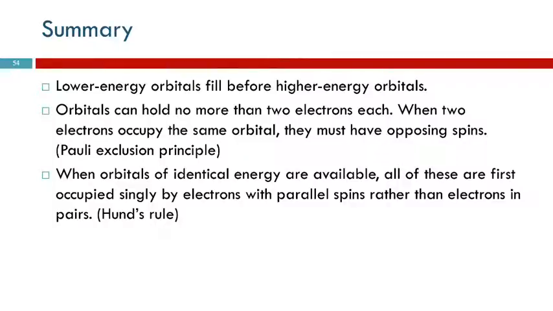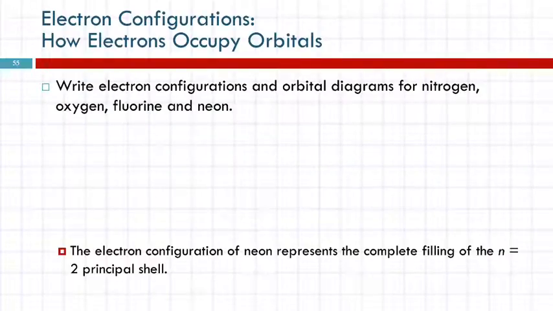Here's a summary. Lower energy orbitals fill before higher energy ones. Orbitals can hold no more than 2 electrons each, and they have to have opposite spins. When you have orbitals of identical energy, I've got 3 minutes left. When you've got orbitals of identical energy available, they're all going to fill up singly first and then pair up. The electrons are going to take their own bed if they can before they pair up. Okay, so let's look at nitrogen, oxygen, fluorine, and neon. In the essence of time, let's just do oxygen and neon.